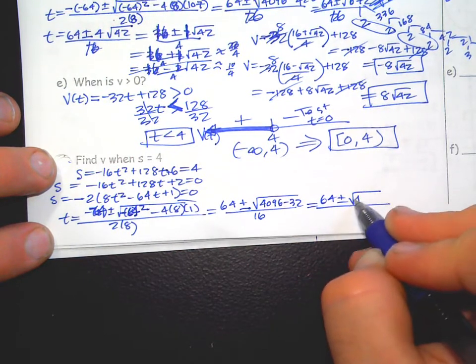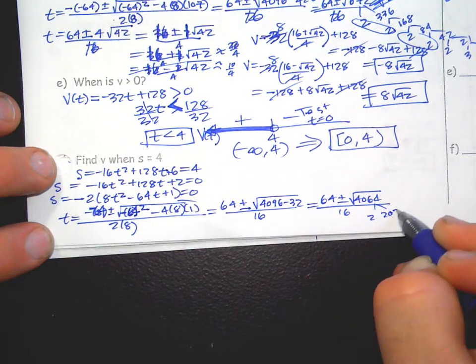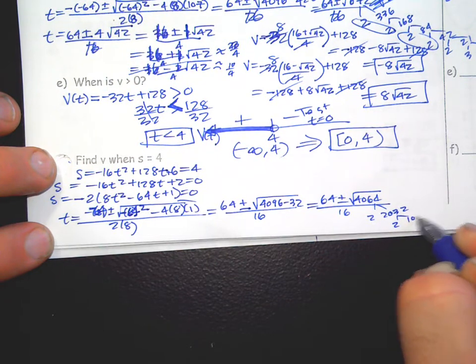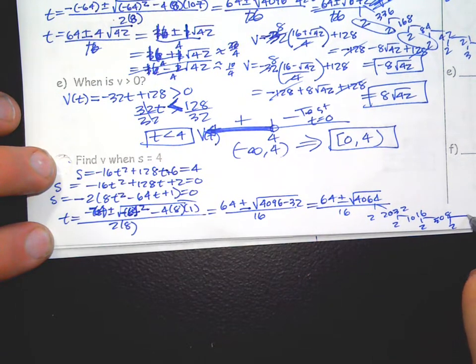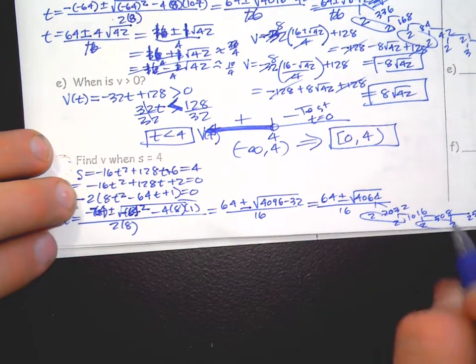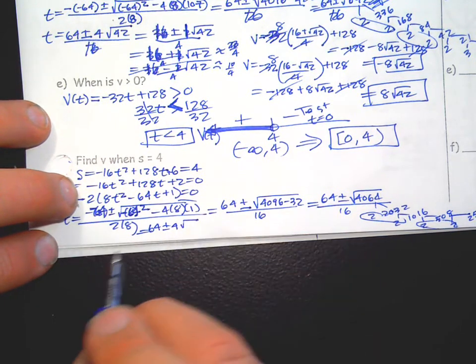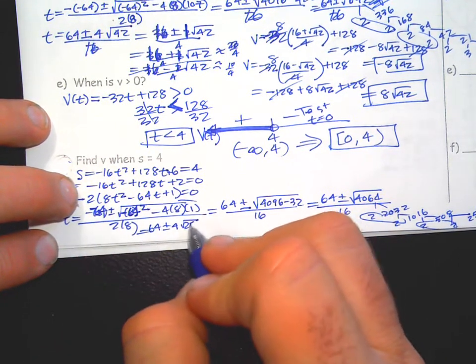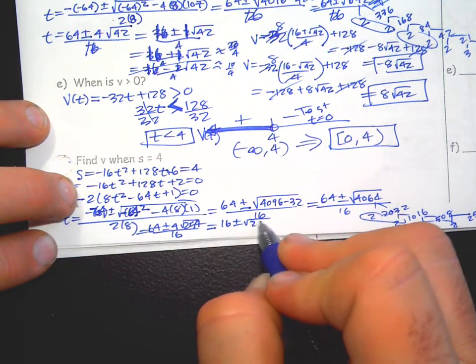So that's going to be 4064. So 2 times 2032, 2 times 1016, 2 times 508, 2 times 254, 2 times 127, which 3 and 9 don't go into, so pairs of 2s. So this is going to be 64 plus or minus 4 square root of 254 over 16. We could reduce it to 16 plus or minus square root of 254 over 4.